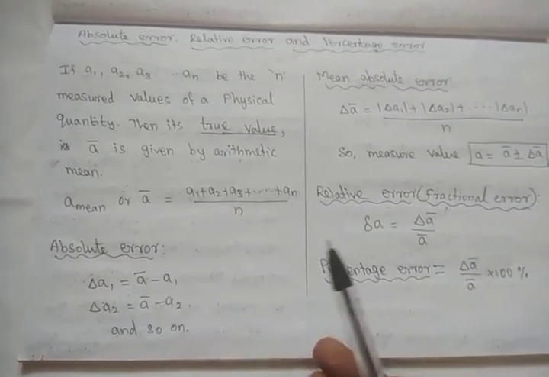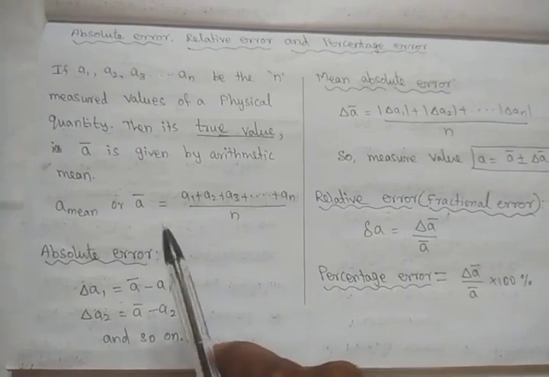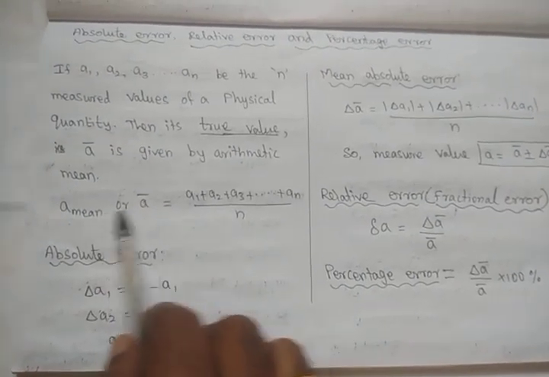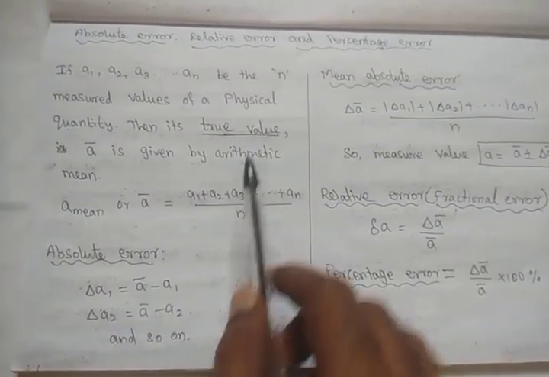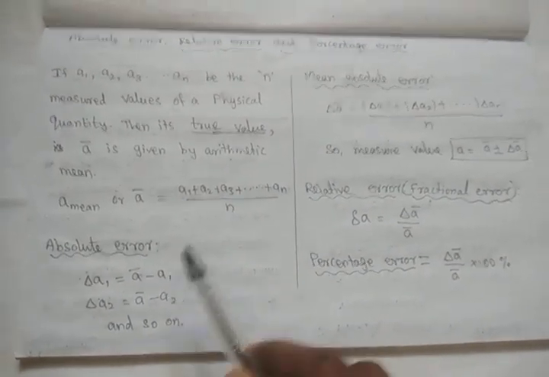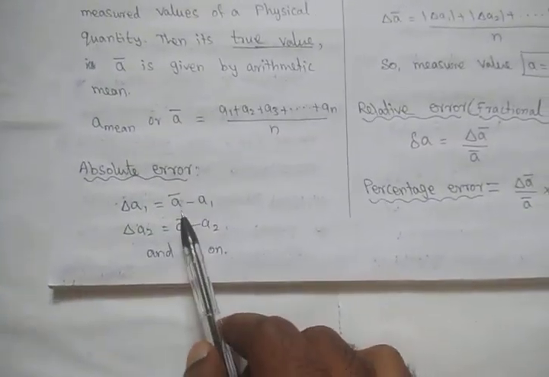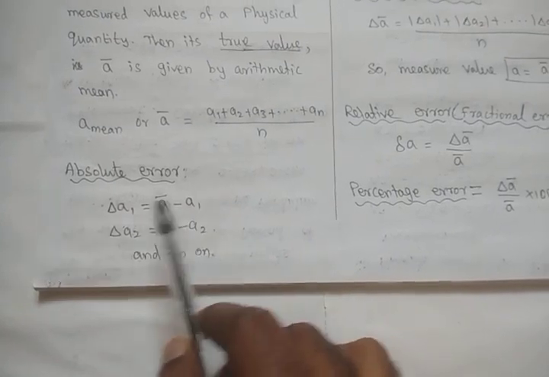So very simple. We take n number of readings. We didn't know the true value of this particular reading, so we take the mean value of all the n readings. This will be taken as the true value. Subtracting the measured value from the true value, that is the definition given. True value minus the measured value is the error. So the absolute error is the true value minus the measured value.